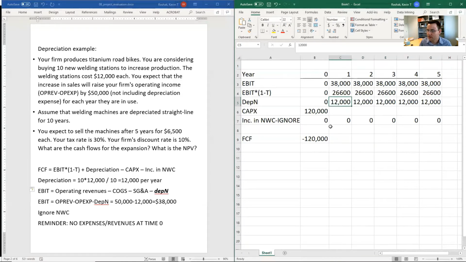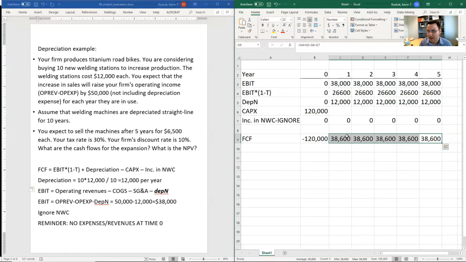So we're almost there. We can take this free cash flow formula and bring that out. That's going to tell us that our free cash flow each year is going to be our EBIT times 1 minus T plus depreciation of the $12,000. So we'll get 38.6 each year for 5 years.